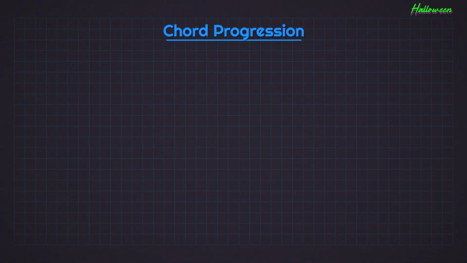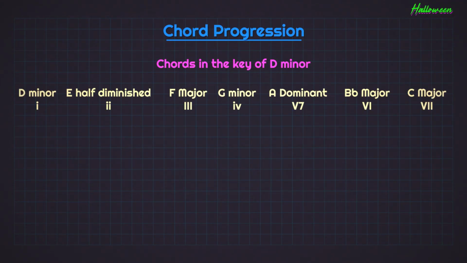We're going to use the key of D minor, which is traditionally a key associated with horror music. These are the chords of our key. The first chord we're going to use is our tonic 1 chord, D minor. Next, we're going to use the 6th chord, B flat major. However, we are going to change it just a little. Instead of B flat major, we're going to make it B flat minor.